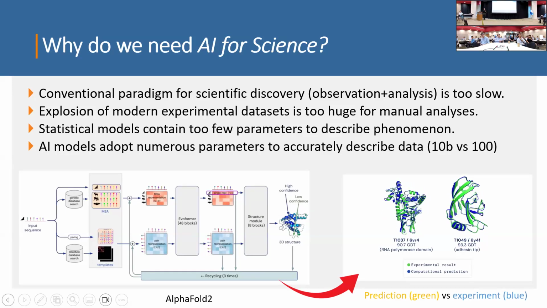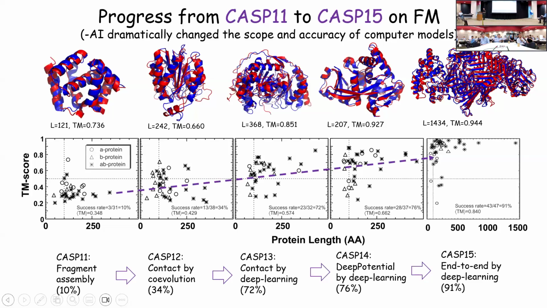Because I've also been working in the field for more than 10 years, I summarized this Olympic game, highlighting the progress in the last 10 years, because every CASP is 2 years apart. 10 years ago, this was the best we could do based on a physical approach, and we could only fold small proteins. Here, this is the protein length, and this is the TM score. A TM score higher than 0.5 means you have successfully folded the protein. You can see the success rate is very low, about 10%.